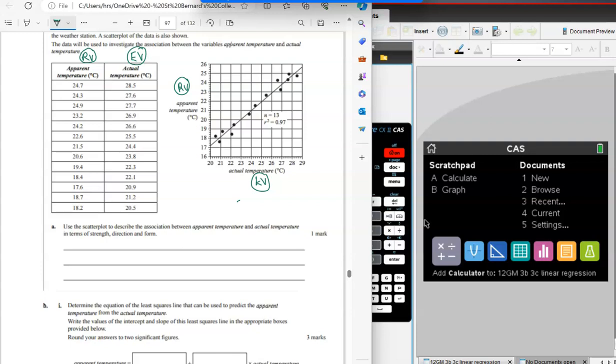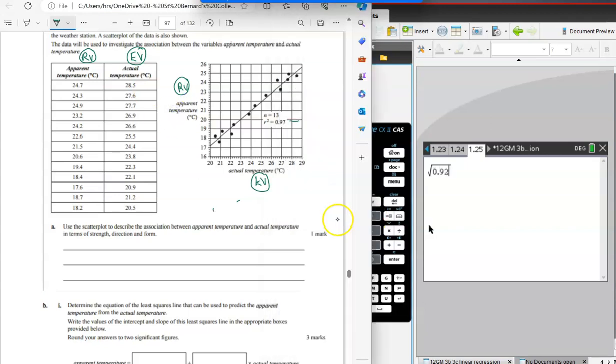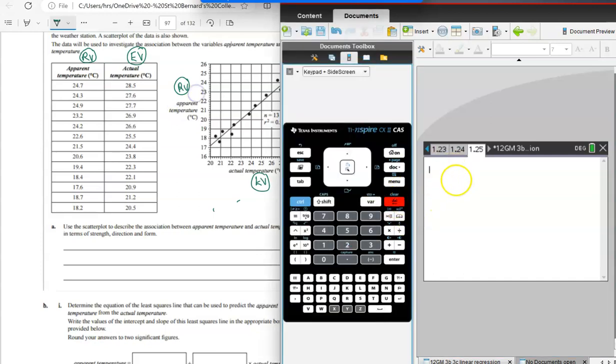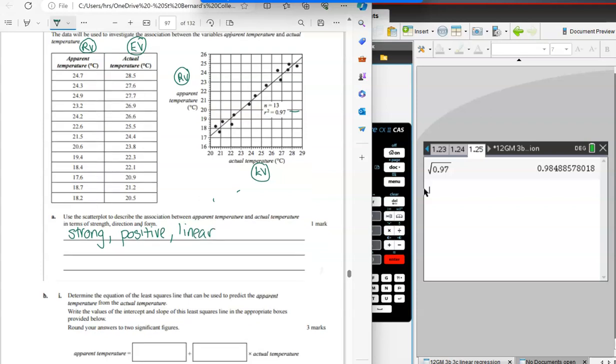So I've actually been given the R squared there, so I don't really need to. I could just do the square root of R squared if I liked, which was 0.97, sorry. So the square root of 0.97 ends up being 0.98. So I know that it's strong, that's me saying the strength. It's strong, positive, and we're just going to say it looks linear. So there you go. I've used the scatter plot and I've described it. I'll get the 1 mark for that.